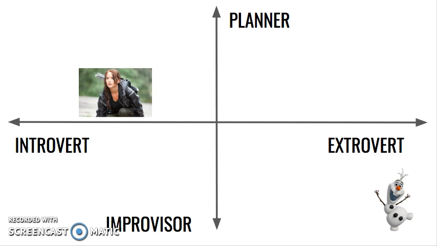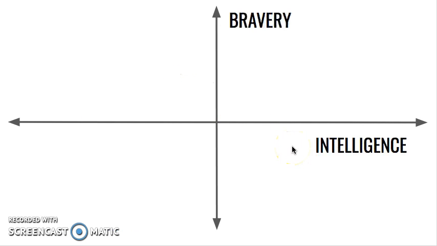So those reasons that I just gave you for why I plotted Katniss and Olaf where I did, that's kind of your evidence. That's what backs up your ideas and your thoughts of where these characters belong, okay? So then what we like to do is take it up a notch, all right? Look at a little more higher quality character traits for the different characters in our book.